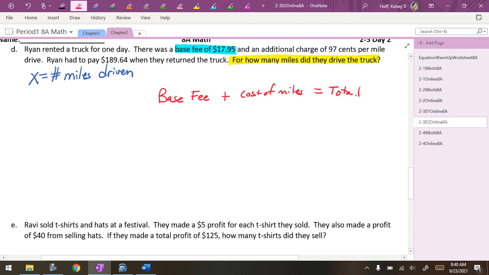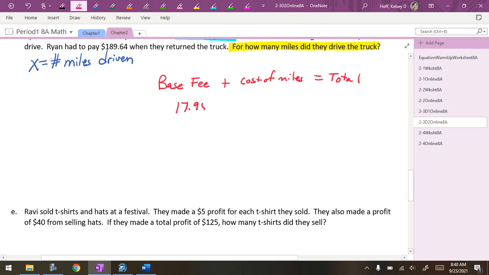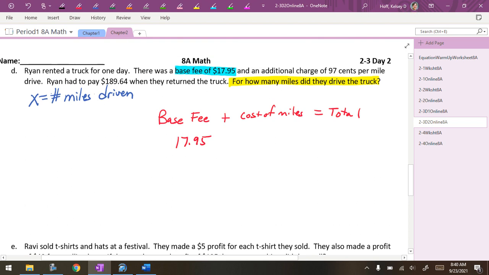Okay? So my base fee is $17.95. Then it says additional charge of 97 cents per mile. There's that word per. What does per tell us to do? Multiply. Yep. What word do I also have to be careful of there, though? Additional means we're going to add cents.